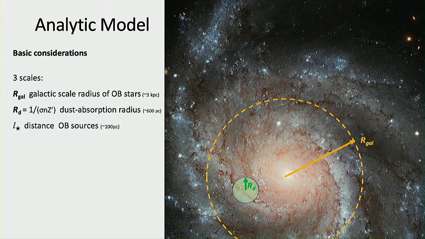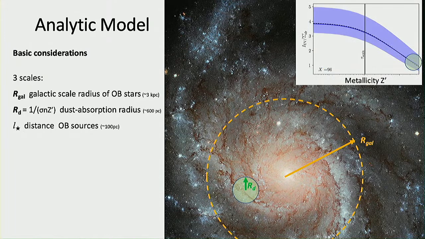And finally, the smallest scale is the typical distance between sources, L star. And that depends on the star formation rate, right? With a higher star formation rate, you have a higher density of sources. And for our galaxy, it's typically about 100 parsecs.